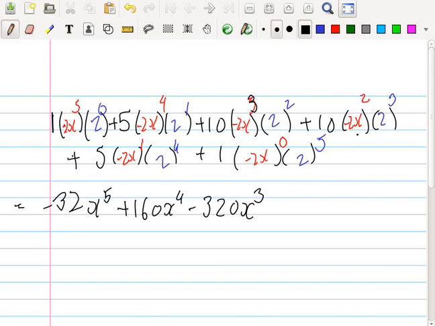x cubed, and then this one is an 8 times a 4, plus 320 x squared, and then this one 2, 4, 8, 16, 80, minus 160. Minus 160x plus 32 at the end. And there you go.